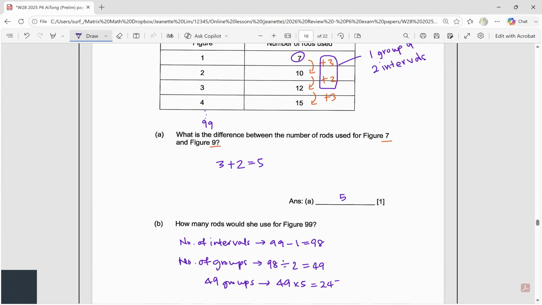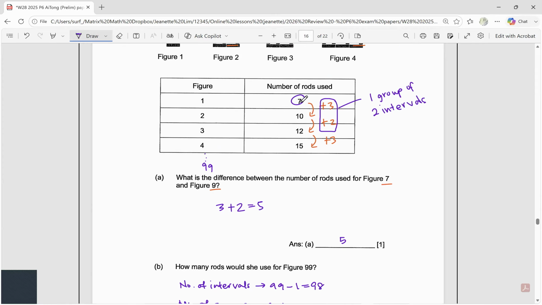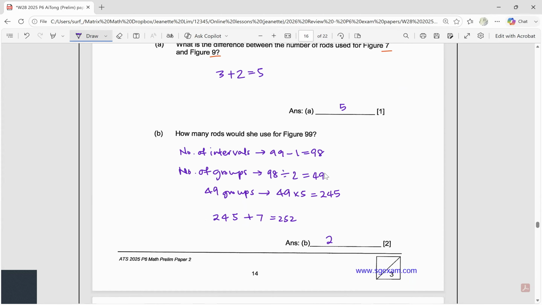245. Okay, so all of this plus 3 plus 2 plus 3 plus 2 sums up to 245. The only thing missing now is this 7 to get the total number of rods. So we take 245 plus 7. Okay, you need to add the number of rods for the first figure. Then you get the total number of rods, which is 252.